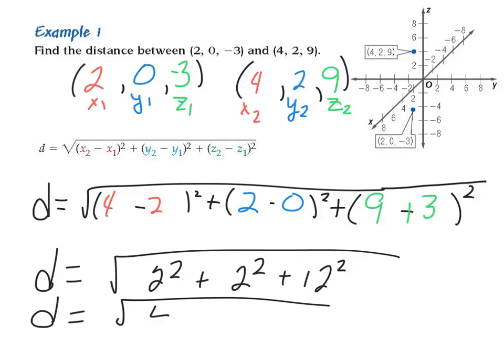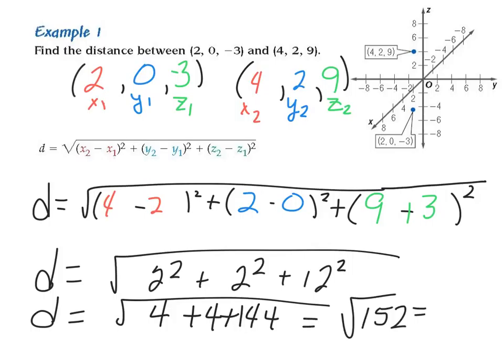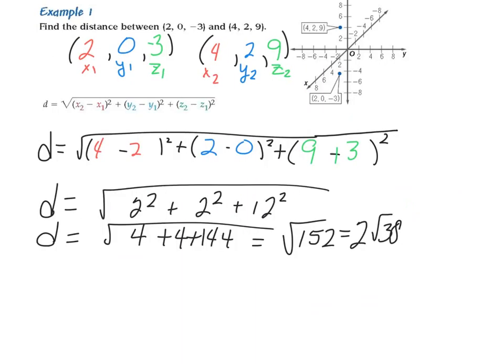And so we've got 4 plus 4 plus 144, which equals the square root of 152, which would simplify to 2 square root of 38. And if you actually wanted to measure something, it'd be better to have that as a decimal approximation. And traditionally, we like to round to the hundredths place. So we got 12.33, and they didn't give us a label, so we just get to call it units.